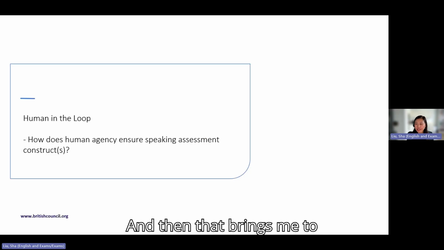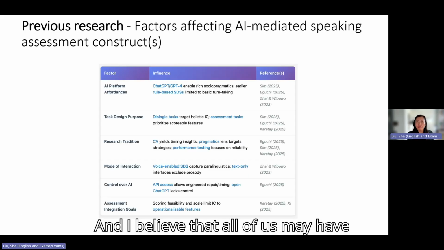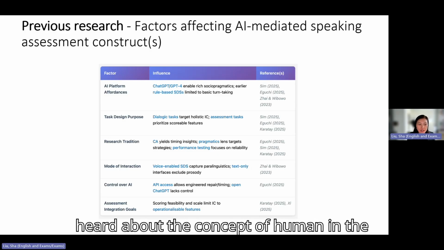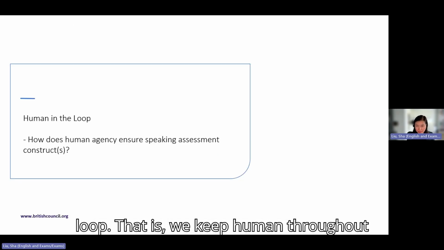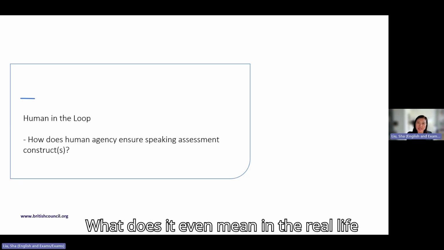And then that brings me to the ending sections of my part. That is, how do we, as human experts or teachers, help ensure the speaking assessment constructs in whichever speaking assessment context we are looking at? And I believe that all of us may have heard about the concept of human in the loop. That is, we keep humans throughout the whole process. But how do we do that? What does it even mean in real-life scenarios?